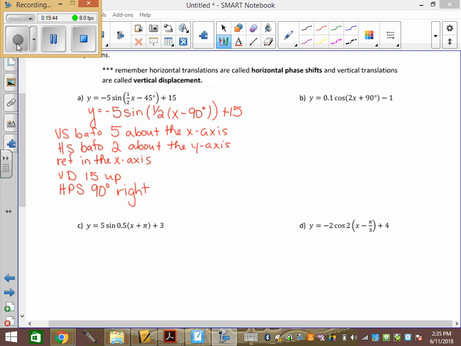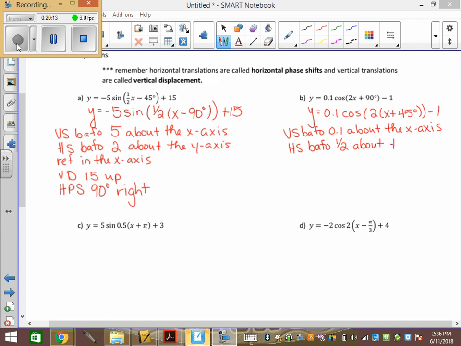What do we have to do with B? Take out the 2, y equals 0.1 cos 2x plus 45 minus 1. So we have a vertical stretch by a factor of 0.1 about the x-axis. We have a horizontal stretch by a factor of 1/2 about the... Are there any reflections? No. Vertical displacement 1 down. Horizontal phase shift 45 degrees left.